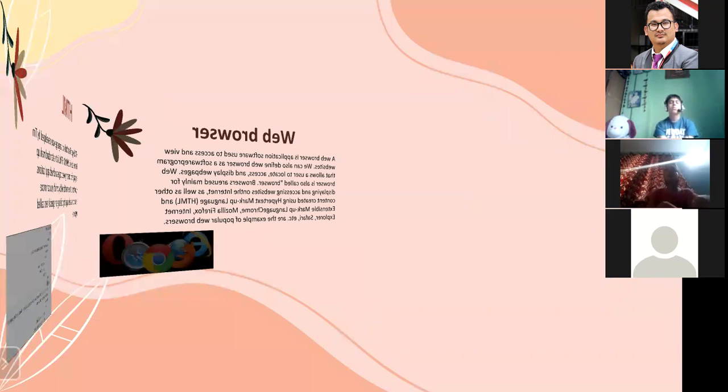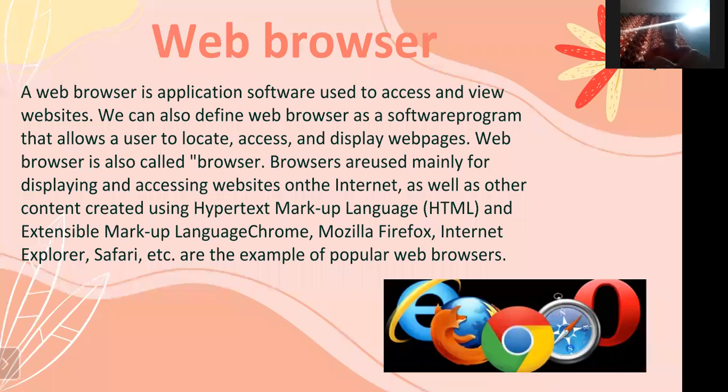So my topic is web browser. After making any web page and uploading it, we must need a source to view it. This task is done by a web browser. So a web browser is an application that is used to access and view websites. You can see the pictures of icons of some web browsers like Chrome, Opera, etc. below.